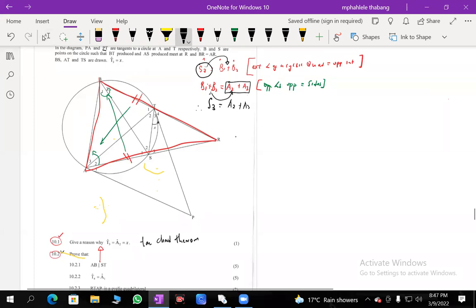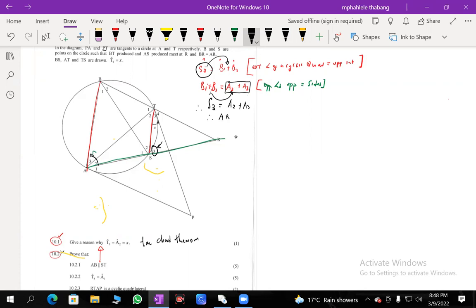And then we find that angle S3 equals A2 plus A3, so AB is parallel to ST, because S3 equals A2 plus A3. Therefore, AB is parallel to ST.